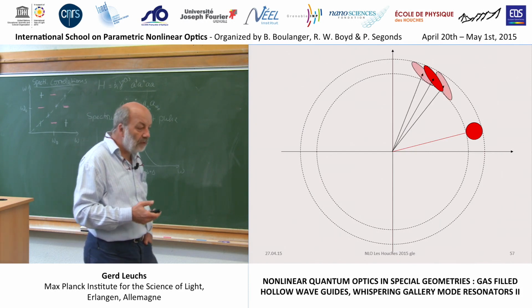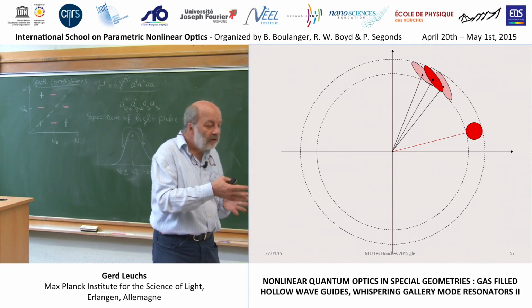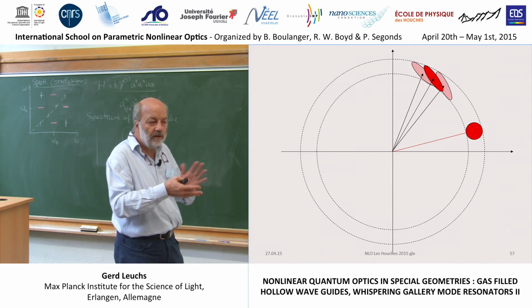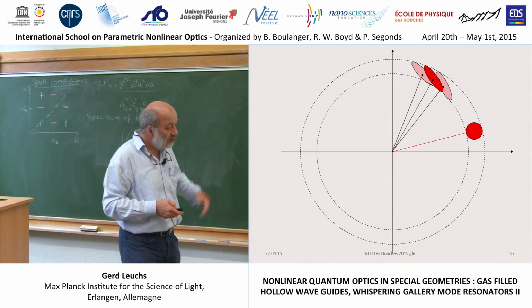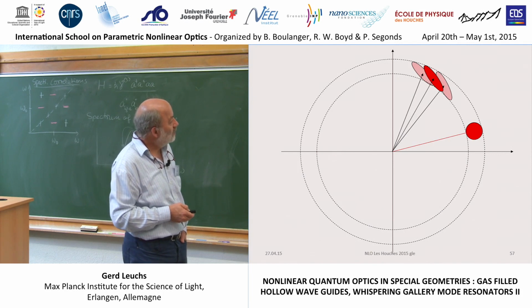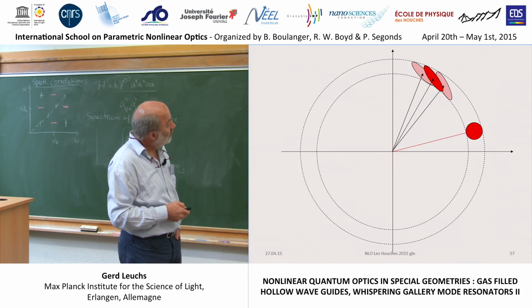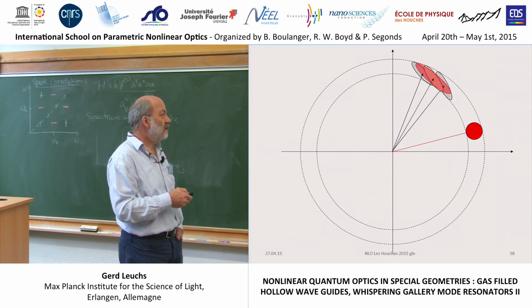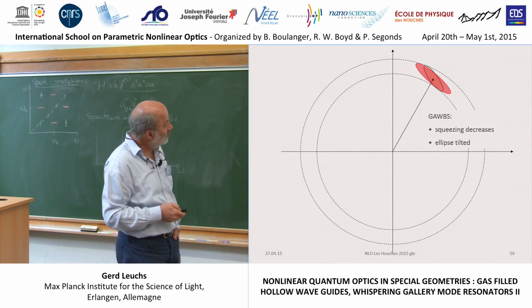And this is not very big, but if you look with the precision needed to see the quantum effects, remember this was both in amplitude and phase, something like 10 to the minus 4, 10 to the minus 5, then this Brillouin noise is important. Mark Levinson coined this GAWBS, guided acoustic wave Brillouin scattering. And if you average over these effects, you will have an effective tilted ellipse where the squeezing is not as high. So this GAWBS reduces the squeezing.